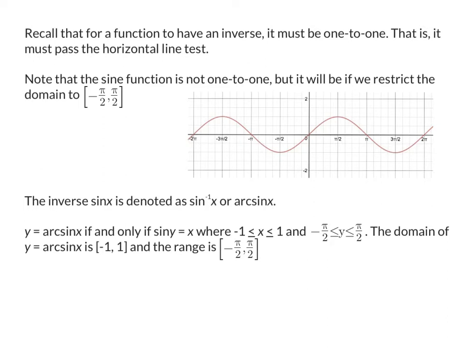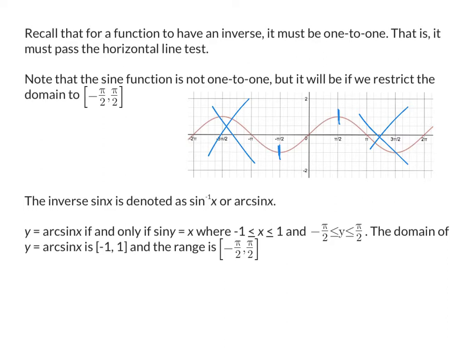But if we restrict the domain to start at negative pi over 2 and end at positive pi over 2, and I just ignore the rest of this, then our function will be 1 to 1. So our domain has to be negative pi over 2 to pi over 2 in order to take the inverse.